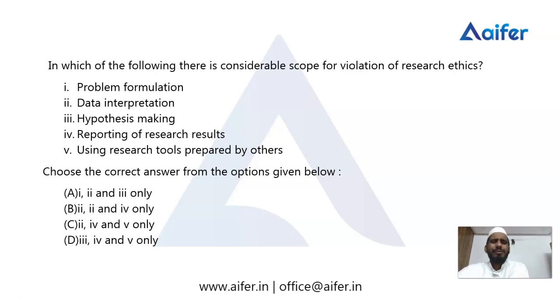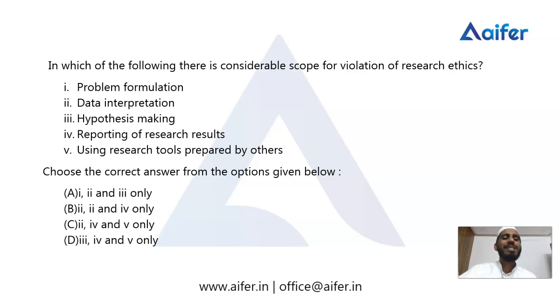This is a different kind of question. In which of the following is there considerable scope for violation of research ethics? This is related to research ethics, what research ethics is and what the important factors in research ethics are, and so on. So let's see the options. The first is problem formulation, then data interpretation, hypothesis making, and reporting of research results using research tools prepared by others.